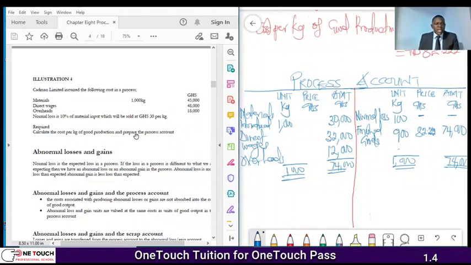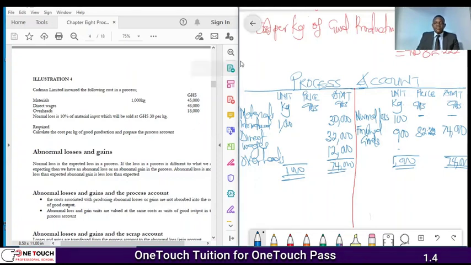Good. Now, Cadman Limited incurred the following cost in the process. We have materials introduced 1,000 kg. The cost of the materials 45. Direct wages incurred was 48,000. Overheads is 18,000. Normal loss is 10% of material input, which will be sold at 30 Ghana cedis per kg. So it means that the loss in the process can be sold for 30 Ghana cedis per kg. Required. Calculate the cost per kg of good production and prepare the process account.